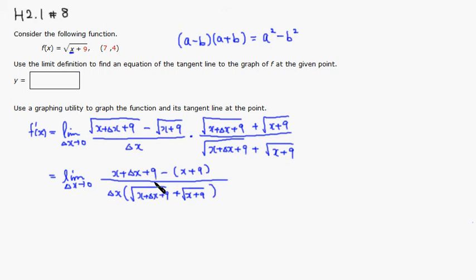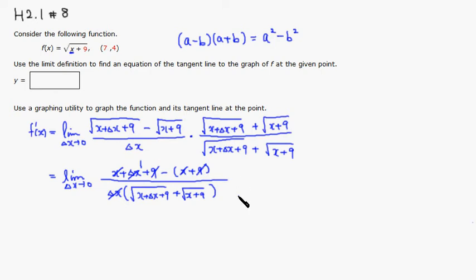Then we can cancel as many terms as we can. There's an x, then there's a minus x. There's a 9, minus 9, so you can cancel those. What's left on top is delta x, and there's a delta x on the bottom, a common factor, so cancel those out. So you just get 1 on top.